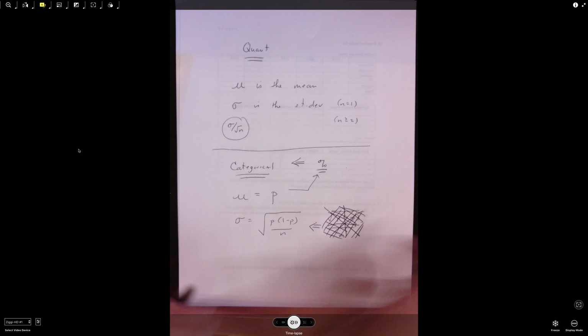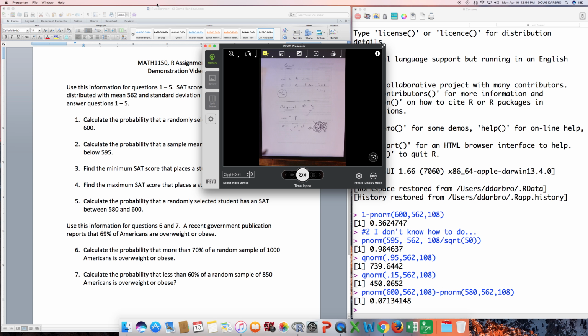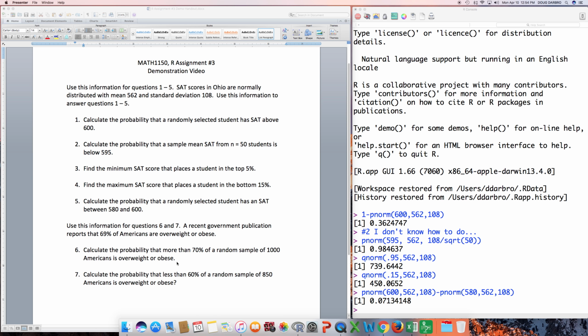Okay? All right, gang, let's do some problems. There's only 2 of them. So, calculate the probability that more than, so guys, more than means I've got to do 1 minus. And I know it's probability, so I know I have to use P norm and not Q norm, that more than 70%. What's the mean? That's the value from the problem. What's the standard deviation or the standard error?